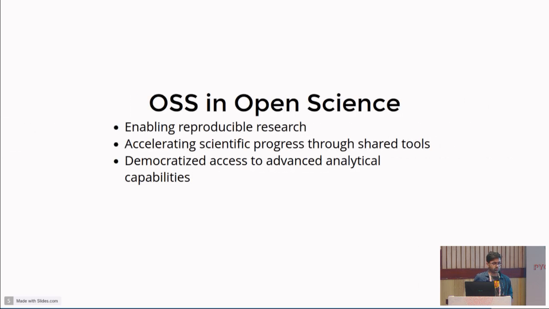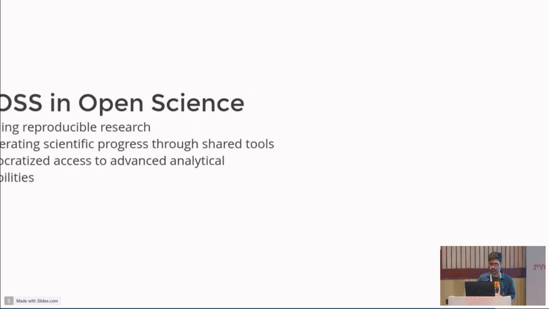So open source software, like SunPy, has had a big impact on open science. They enable reproducible research. They make sure that research can be verified and replicated. By sharing code and tools, the scientific community can build upon each other's work, leading to faster advancements and participation from all levels of society.